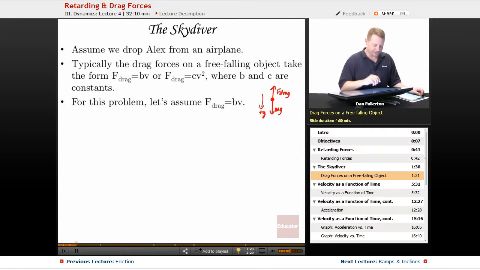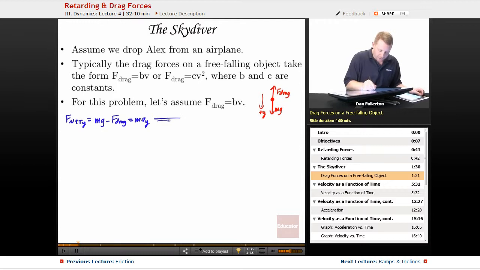So as I analyze this, the net force in the y direction, using Newton's second law, is going to be mg minus the drag force. And that's all equal to mass times the acceleration in the y direction. But we just said that our drag force is equal to bv. So then we could write that mg minus bv equals ma.